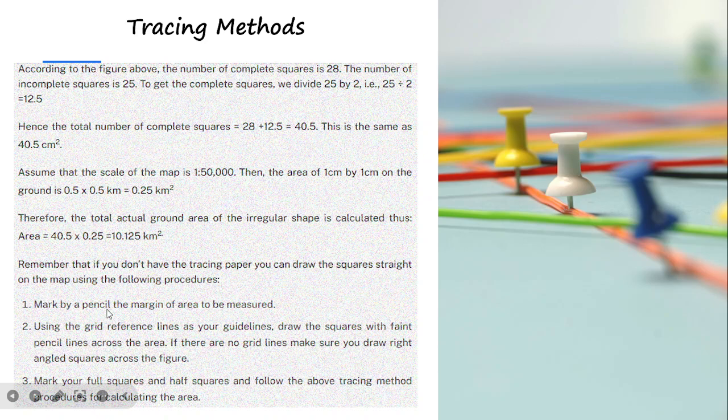Simply mark by a pencil the margin of the area to be measured, then use your grid reference lines as your guidelines, and draw the squares with faint pencil lines across the area. If there are no grid lines, make sure you draw light angled squares across the figure. Then mark your full squares and half squares and follow the above tracing method procedures for calculating the area. So that's how you can do the tracing method.